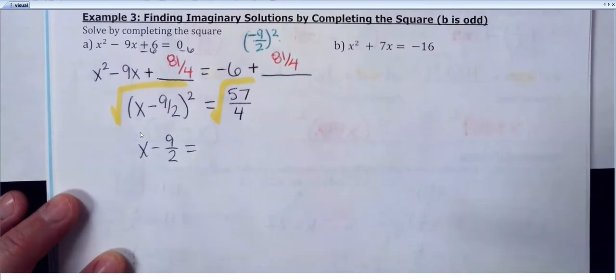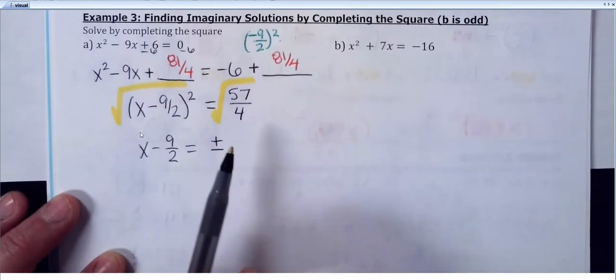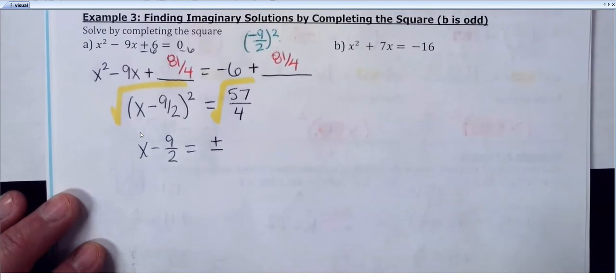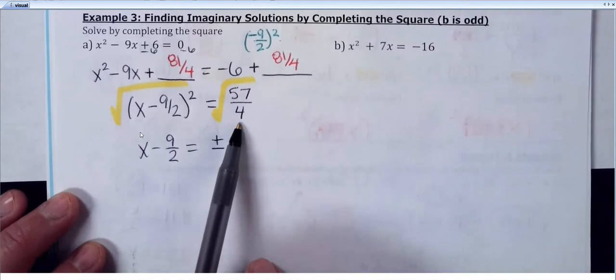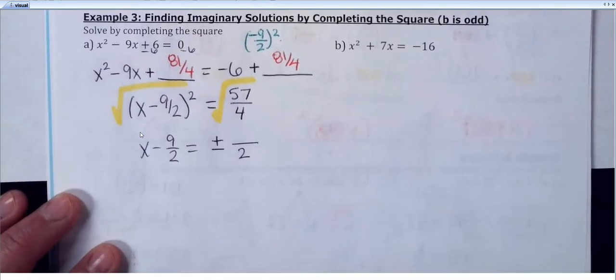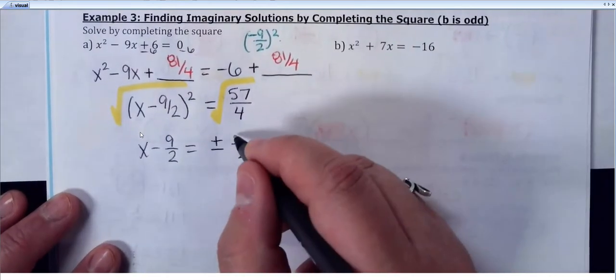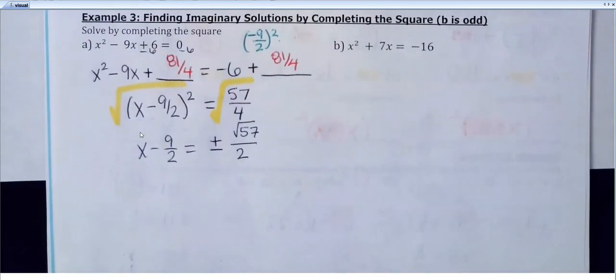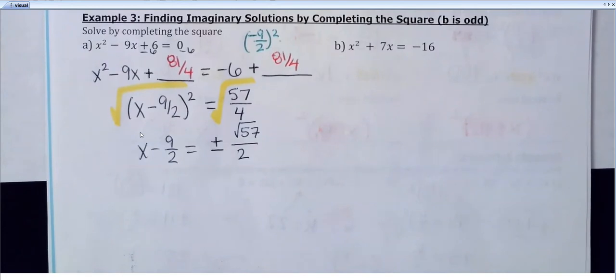Now, I do need my plus and minus symbol, but here's the deal. Whenever you do this with completing the square, if you don't have an actual number, if you end up with a fraction, it will always have a 4 on the bottom, which is a perfect square. So the bottom of that would just be 2. The top of the fraction, 57, does not break down under a square root. That's a prime number. So that is as simplified as that gets. It'd be radical 57 over 2.